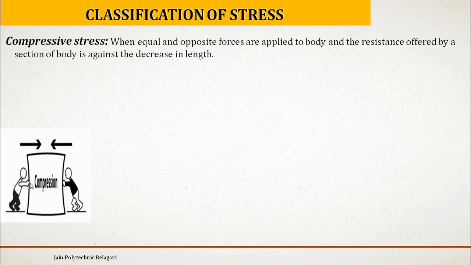Here from the left side it is, say for example, 10 Newton, and from the right side also it is 10 Newton. So equal and opposite forces are acting, right? And the resistance offered by this body to these two forces in opposite directions, against the decrease in the length, is said to be compressive stress.